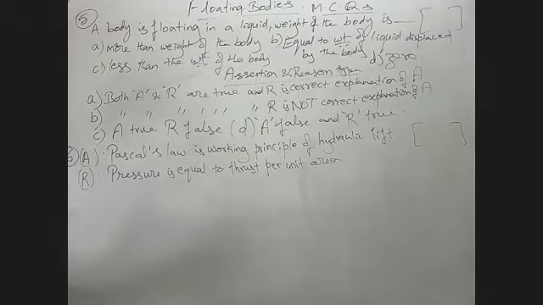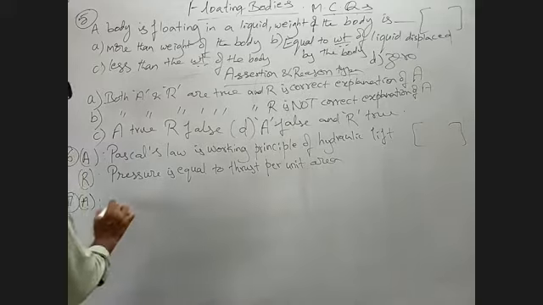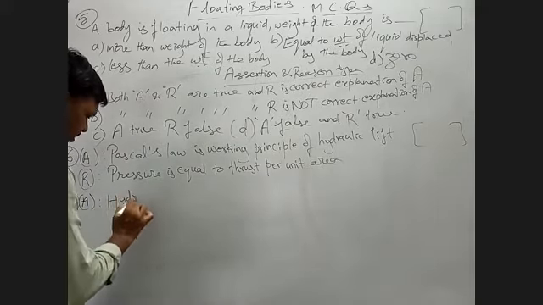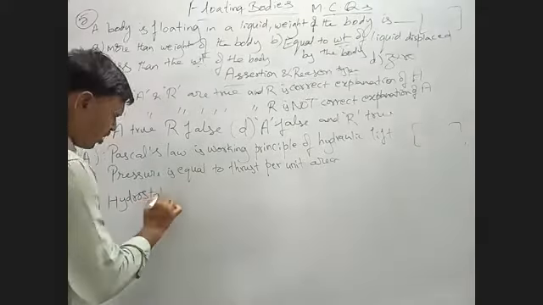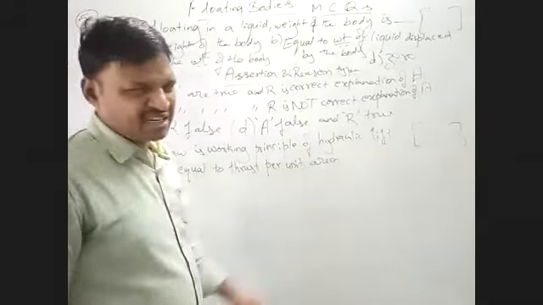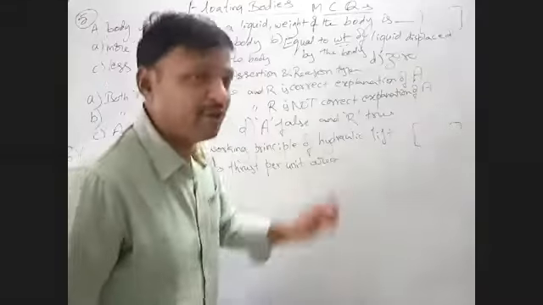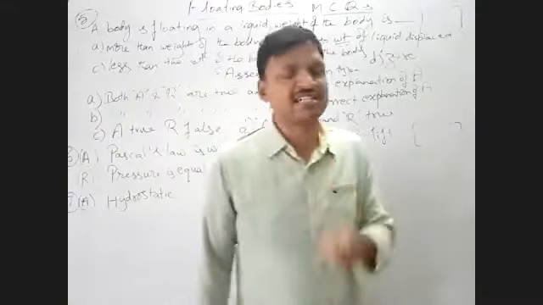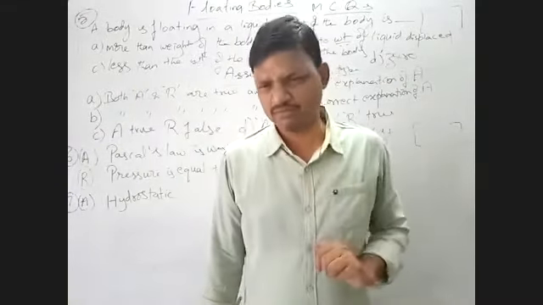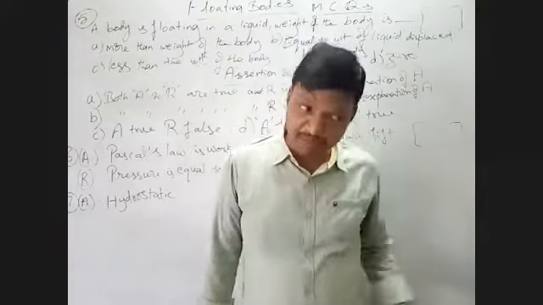So the next question is number 7. I am writing very quickly. Assertion: hydrostatic pressure is a vector quantity. Hydrostatic pressure means the static pressure in a liquid, because the liquid is not flowing. The pressure in a liquid which is at rest is called hydrostatic pressure. Otherwise, it is the dynamic pressure of the liquid.